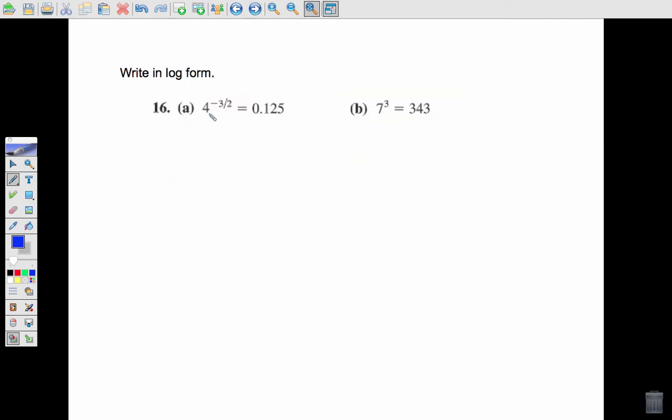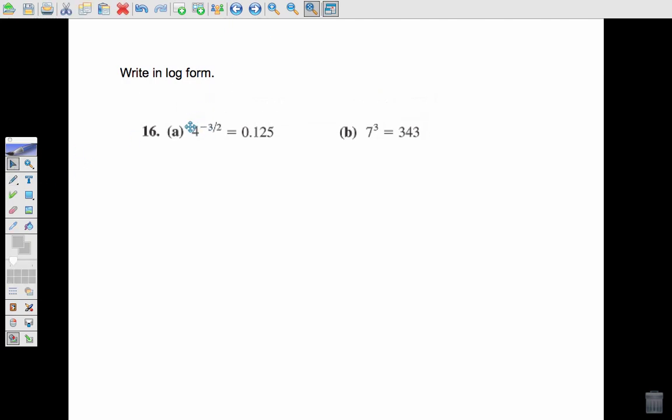Okay, in the next section, we're going to go the other way. So we're going to write it in log form. So let me just move this down a little. So we're given exponential form, and we want to rewrite this in log form. And again, you want to remember the definition. We're going to go backwards this time.